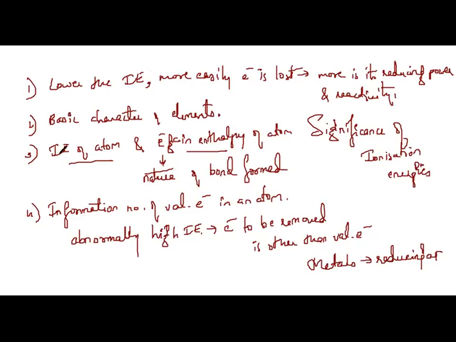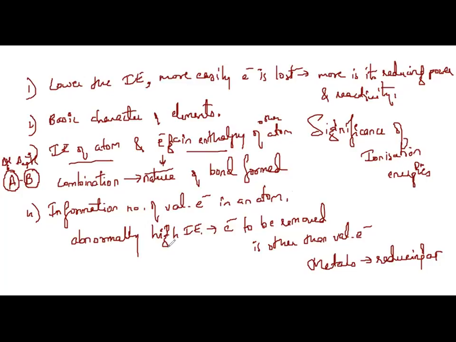If you consider the ionization energy of an atom and the electron gain enthalpy of another atom, then during their combination, the nature of the bond formed can be told. If there are two atoms A and B, and you know the ionization enthalpy of one, delta IH, and the electron gain enthalpy of the other, delta EGH, you can predict the nature of the bond formed. Even it gives information about the number of valence electrons in an atom.